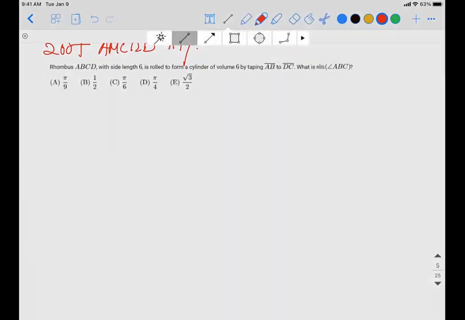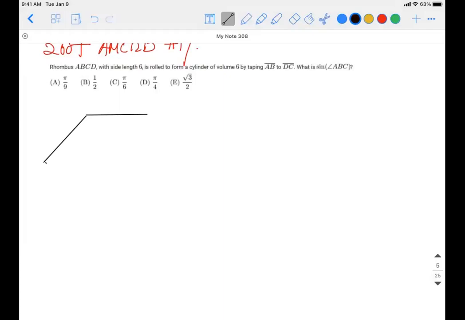Like I said, from day one, as long as you're dealing with any geometry problem, the most important thing is to have a nice graph. From the nice graph, you will be able to figure out what you're going to do. So this is going to be something like this, 6, 6. This is going to be your A, B, C, D, right?